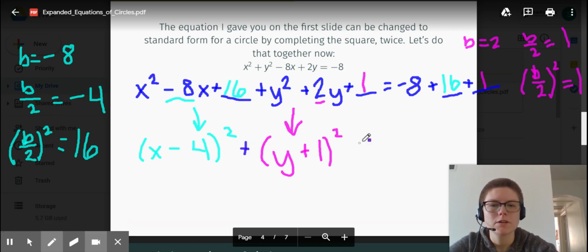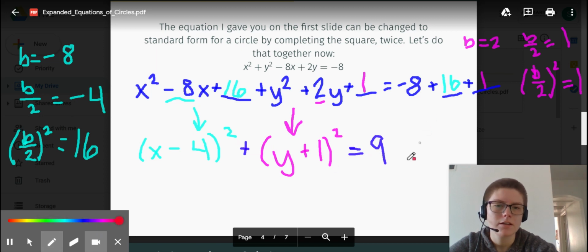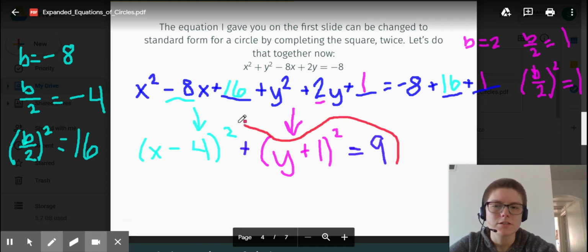Switch back to the blue. All right. And then we've got negative 8 plus 16. That's going to be positive 8, because 16 minus 8 is 8. And then plus 1, so that's 9. So this is, believe it or not, a standard form equation of a circle that we've just gotten.